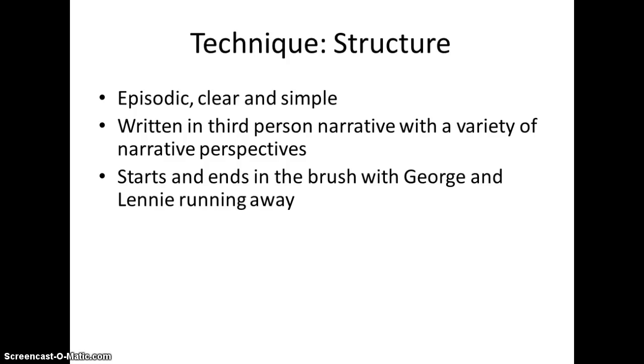So we see a variety of narrative perspectives, and therefore we can see a range of lifestyles openly within the text. Now it starts and ends in the same place, in the brush, and it has our central characters, George and Lenny, and they're both running away. At the start they're running away from Weed, where we learn that Lenny has touched a girl because he likes the feel of her dress, and he scared her, and so they thought that he was attacking her, and so they've had to run away, and that's exactly how the story ends.